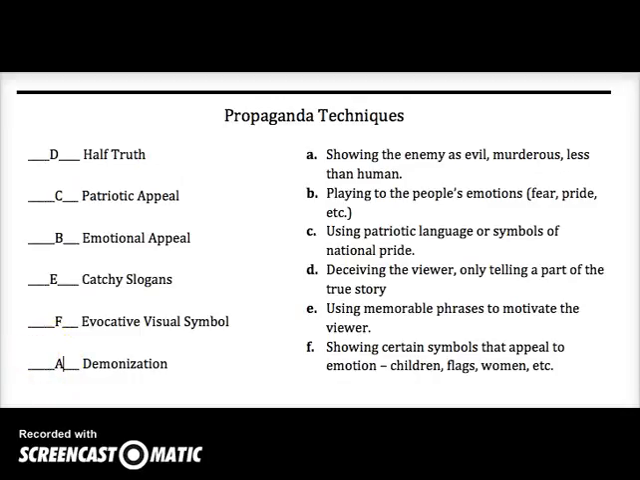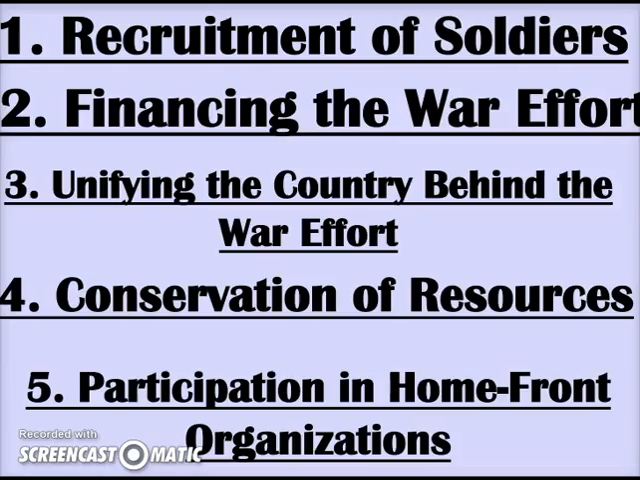Hope you did well. All right, now we're going to look at the purpose behind the propaganda. Here you see the 5 purposes of propaganda: recruitment of soldiers, financing the war effort, unifying the country behind the war effort, conservation of resources, and participation in home front organizations. And what we're going to do is go through and look at each one of these, and you're going to write down the definition and see some examples.